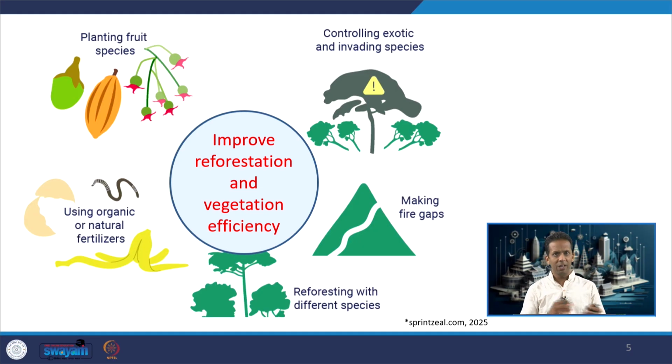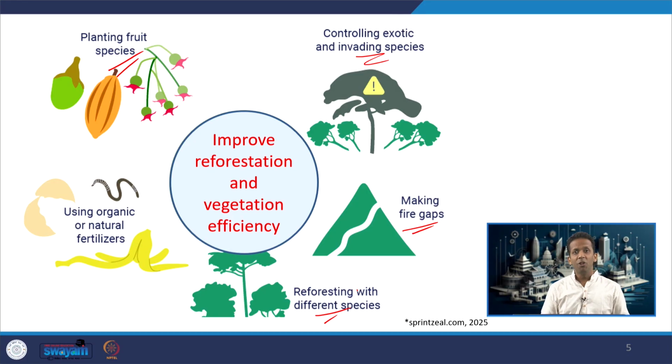There are multiple ways to do that. You can plant fruit species, you can control exotic and invading species. If there is a forest fire, we can create fire gaps so that vegetation does not get lost. Then we can use some different species for reforestation. You can use organic or natural fertilizers. So, all these things are solutions that would help improve reforestation and vegetation efficiency, right. Now, does it mean environmental planning?